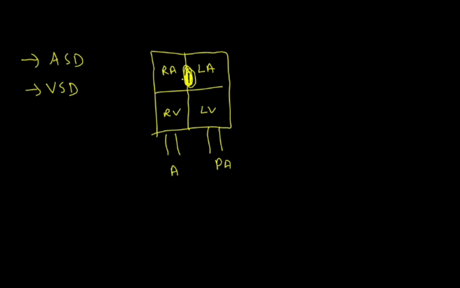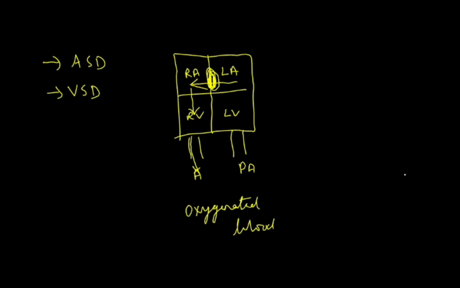Therefore, the oxygenated blood from the left atrium will move towards the right atrium. From the right atrium it will move to the right ventricle, and from the right ventricle through the aorta it will reach the general circulation. So there will be some amount of oxygenated blood, and this helps in giving some oxygenated blood to the body. Now let us discuss what happens with a ventricular septal defect.